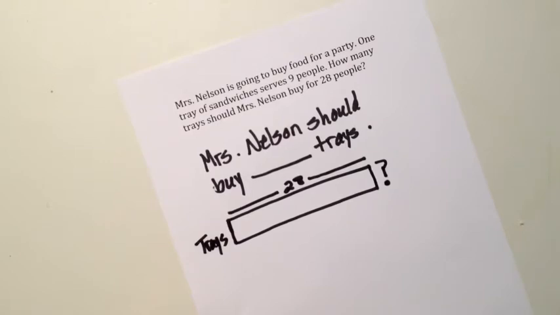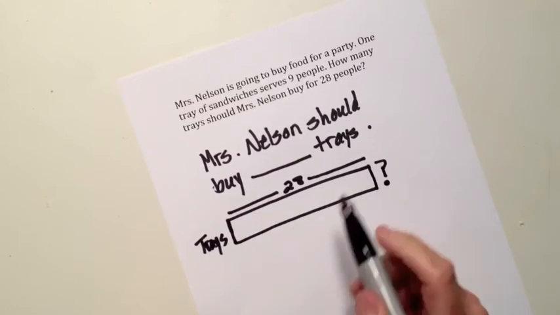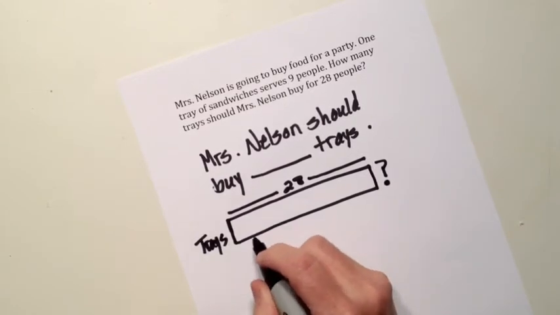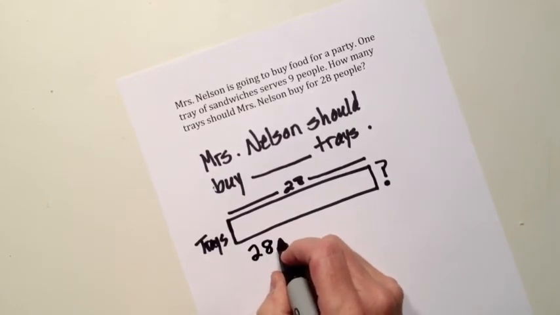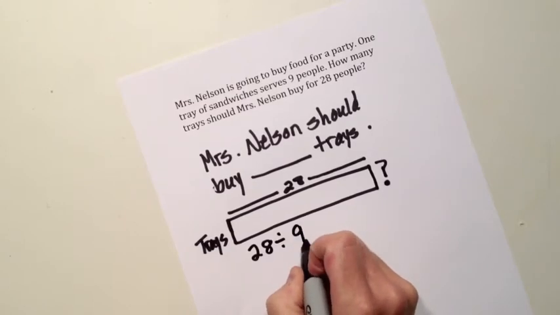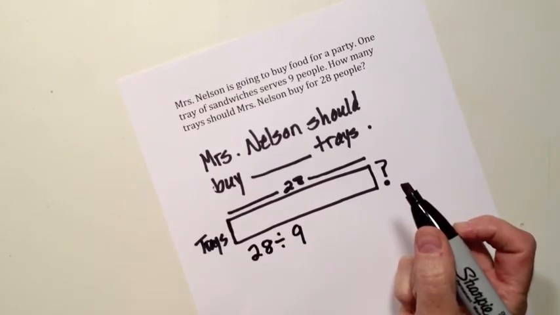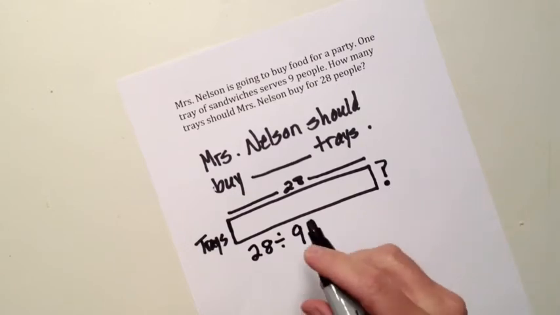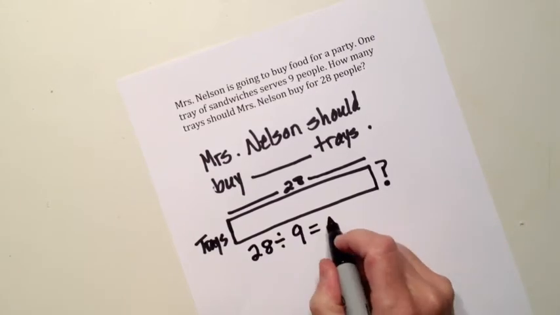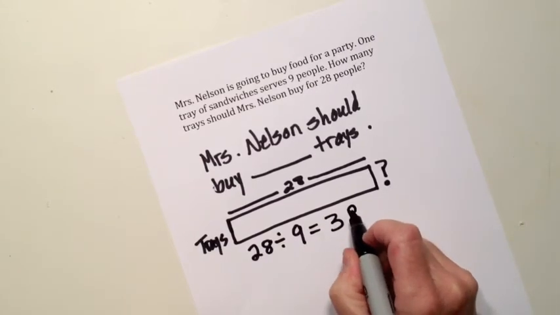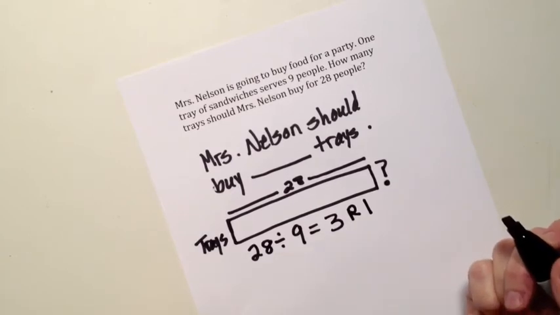So, now I have to correctly compute the problem. If I have 28 people to serve, and each tray has enough sandwiches for 9 people, I'm going to divide the 28 total people into groups of 9. I would get 3 groups, but I would have a remainder of 1.